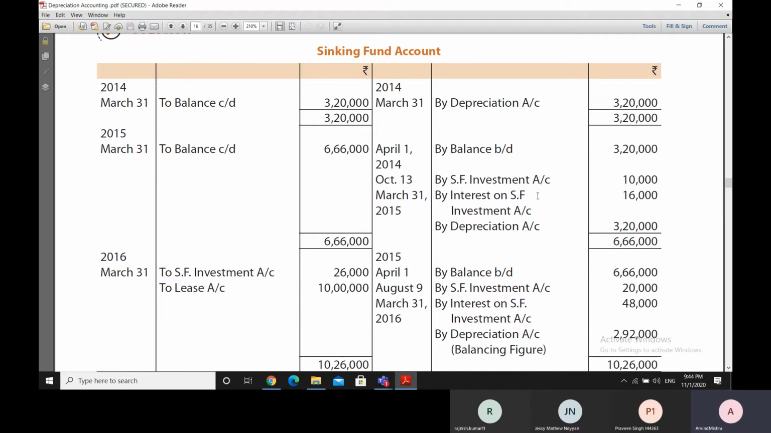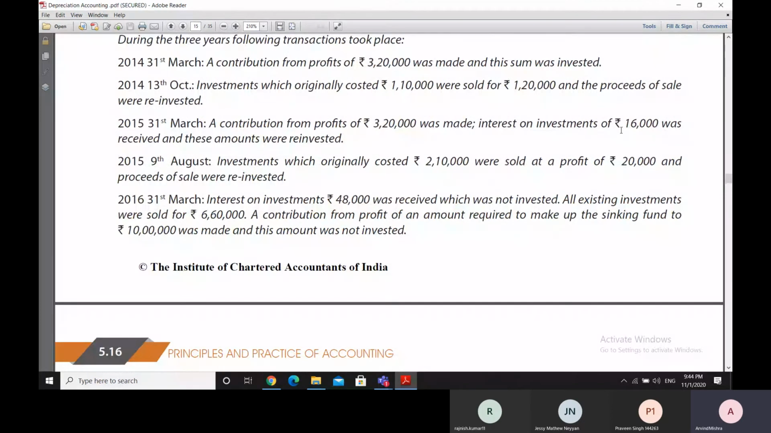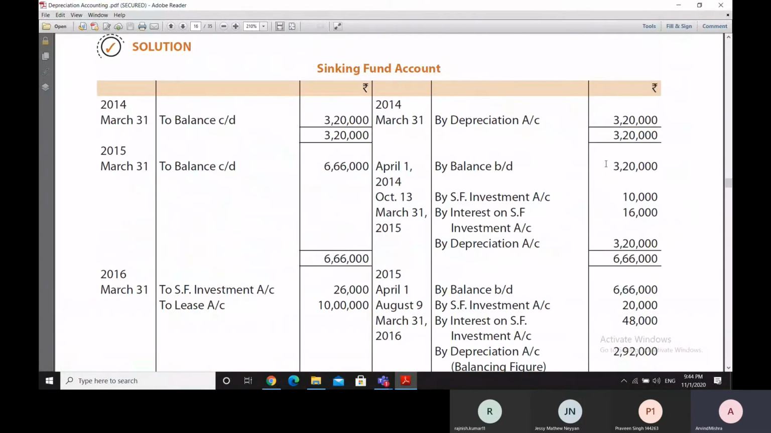Then we are earning interest on the sinking fund account by March 31. So interest on sinking fund account has been earned of 16,000 rupees as per the illustration question, and this 16,000 rupees has to be again invested into the sinking fund account. So the interest on sinking fund investment account is being debited by 16,000, and sinking fund account is going to be credited with 16,000 rupees.